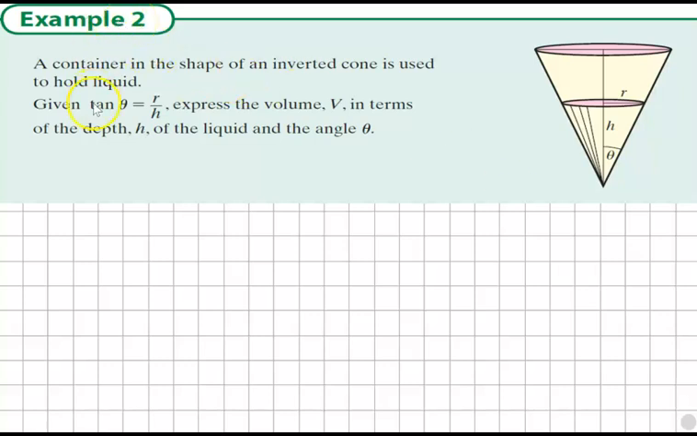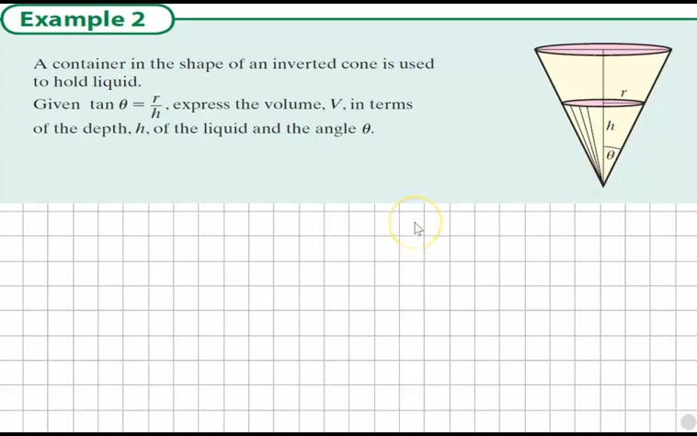Example 2. A container in the shape of an inverted cone is used to hold liquid. Given that tan theta equals r over h, express the volume, V, in terms of the depth, h, of the liquid and the angle theta. So in this diagram, we can see the r here stands for the radius of the circle inside of the cone. The h stands for the height of the depth inside of the cone, and theta stands for the angle.